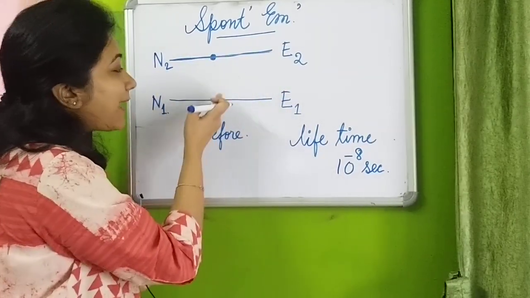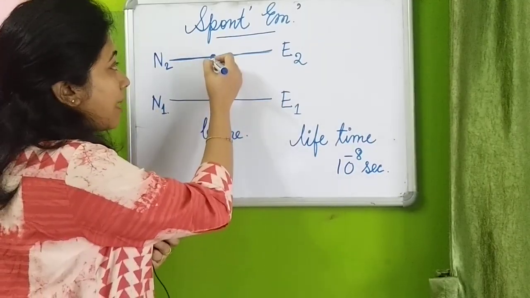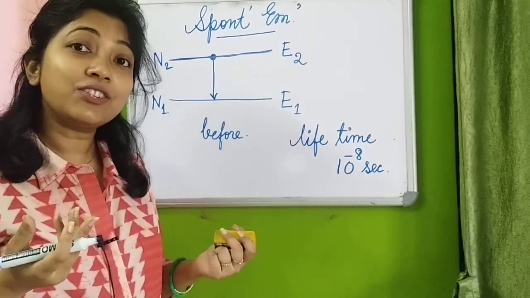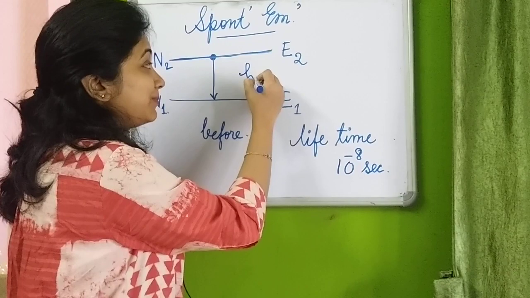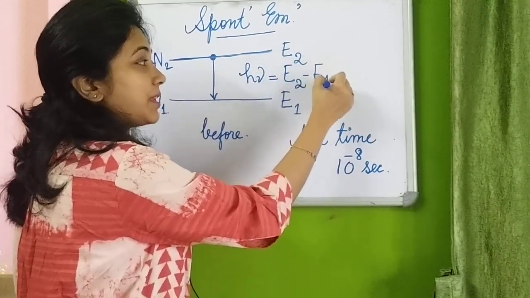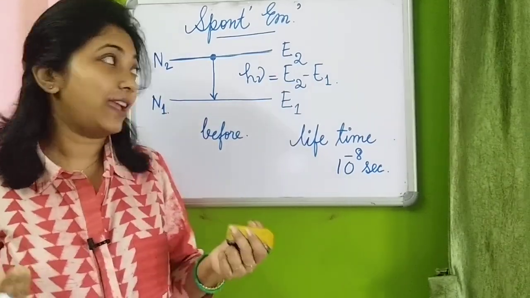It has to come back to its ground state. Now, while it is going to come back to the ground state, what will it do with the extra energy? The extra energy, h nu, which is nothing but E2 minus E1. It cannot keep it. So what will it do? It will emit that particular amount of energy.